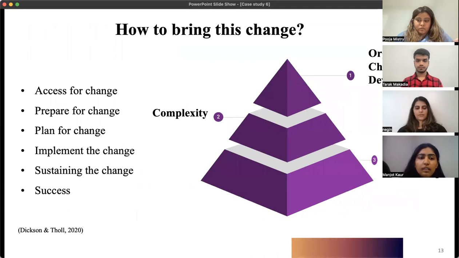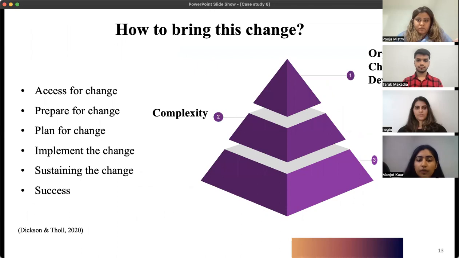Now, how can those changes be brought about? For change, Dixon and Thal 2020 provided steps like assess for change, prepare for change, plan for change, implement the change, sustaining the change, and success. Here, focusing on organizational change development, leadership, and managing complexity can help in the elimination of malaria.